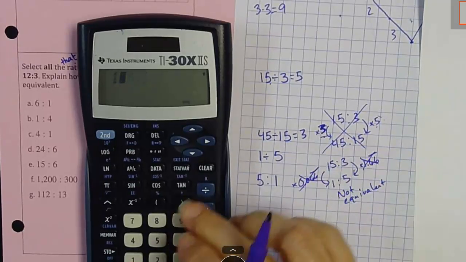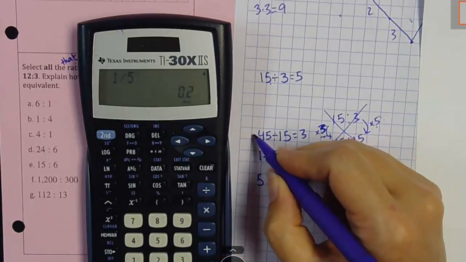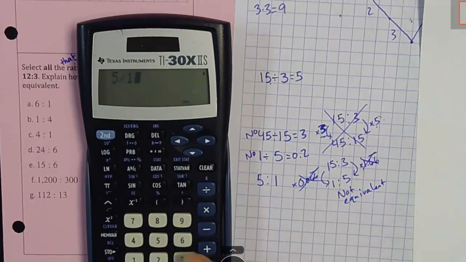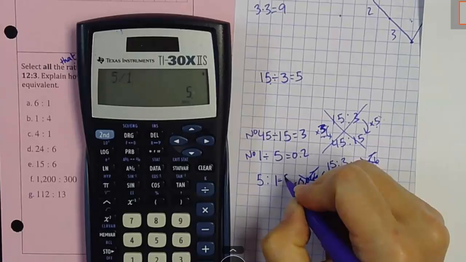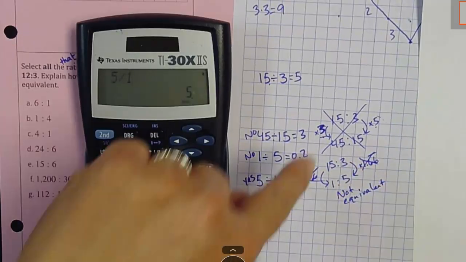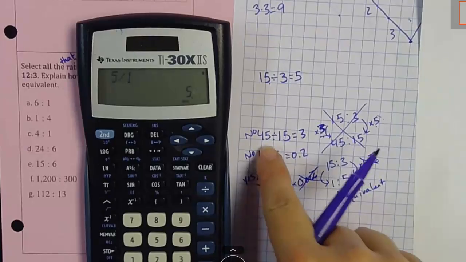1 divided by 5, 0.2. Still not equivalent, so no, no. 5 divided by 1. Yep. So using my division would work. I can write it out the long way to see what I would be multiplying by. But I kind of like this little division hack.